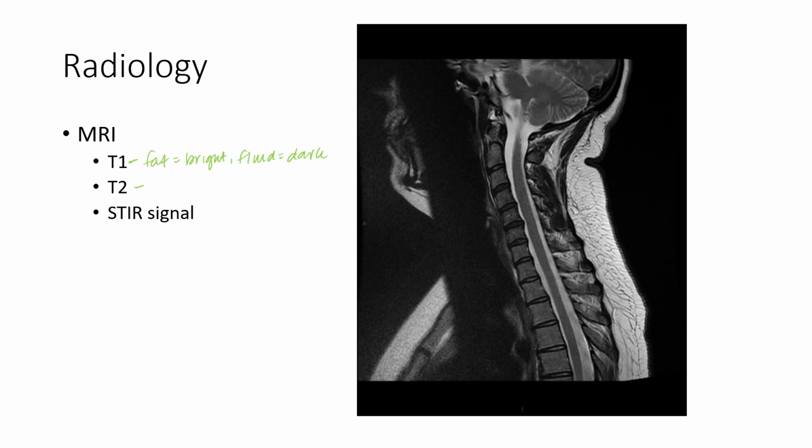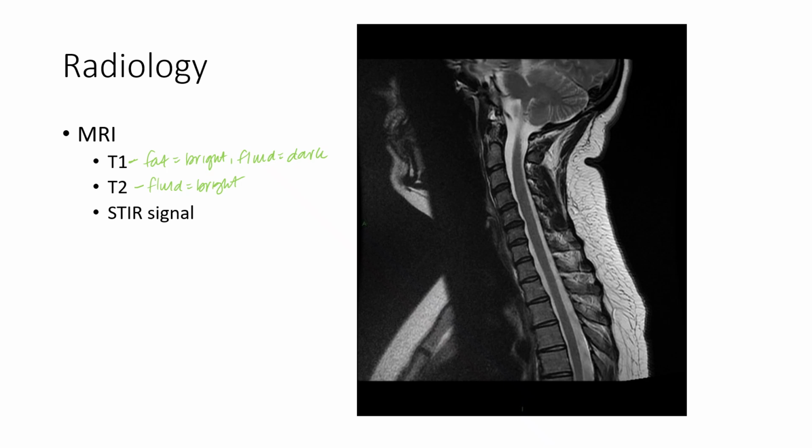T2 weighted images usually end up emphasizing pathology. So wherever you have fluid buildup, in here, fluid is bright. And so areas of inflammation or edema, or if you have a meningocele or something like that, you're going to be able to see this better in a T2 weighted image. This is also going to show you better where you have cerebrospinal fluid within your central nervous system.